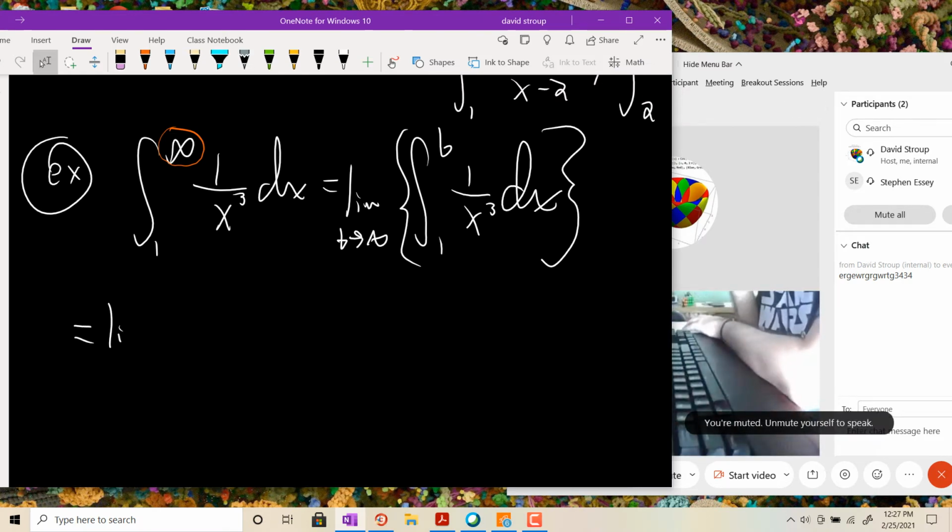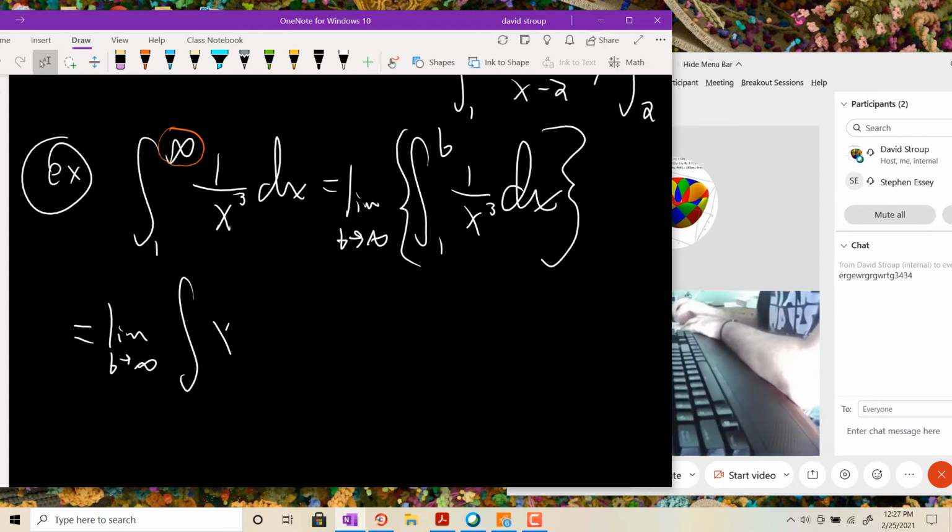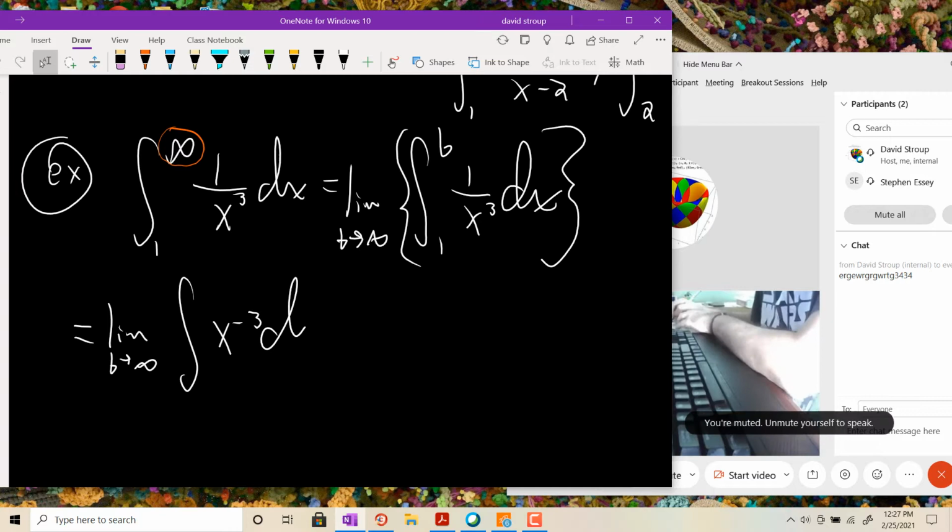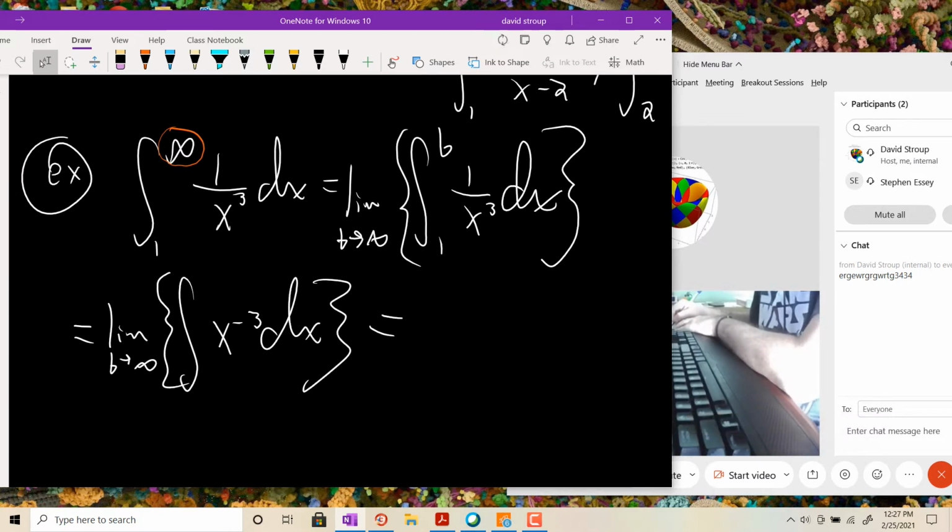Right, so this is the limit as b goes to infinity of the integral of x to the negative 3 dx, right? So we want to integrate that, so I get the limit as b goes to infinity.